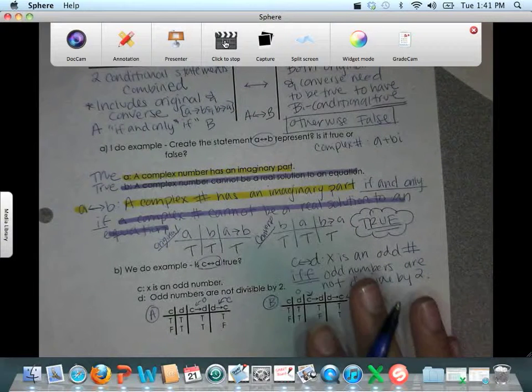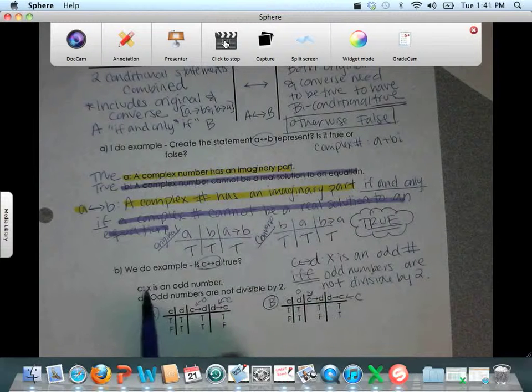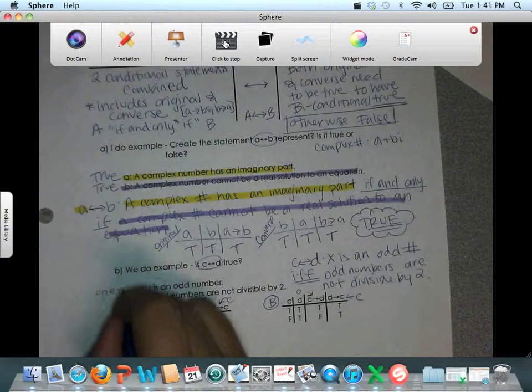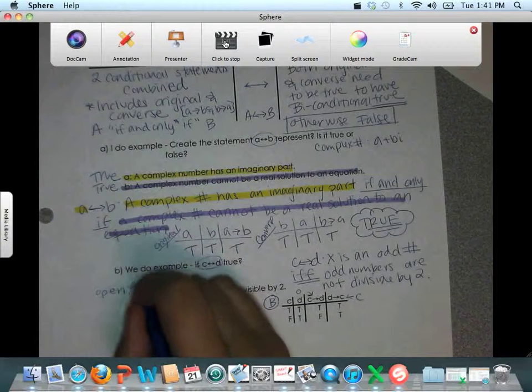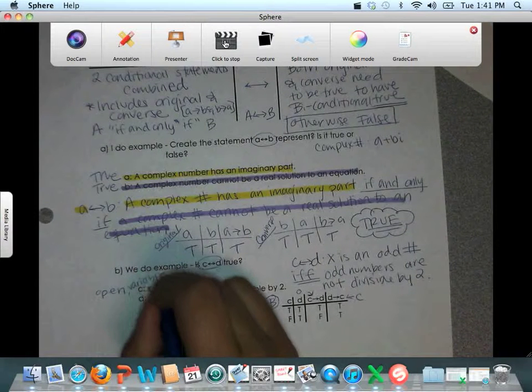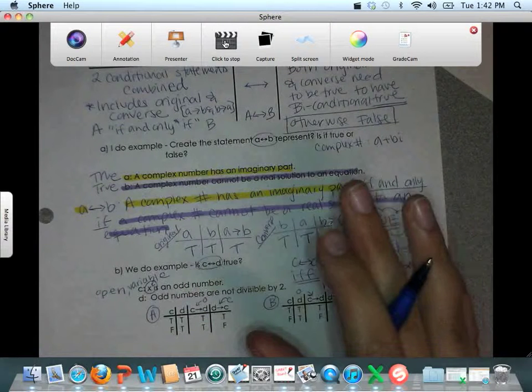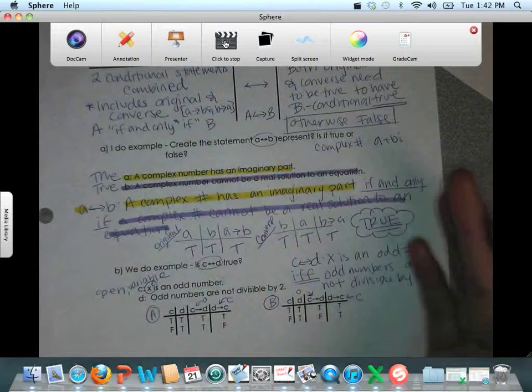or it's false. So, C, X is an odd number. Well, that, I would say, is open, right? Because the variable would be X. We don't know what X is. X could be 3, it could be 10. We're not sure. So, it could be true or it could be false, so it's open.